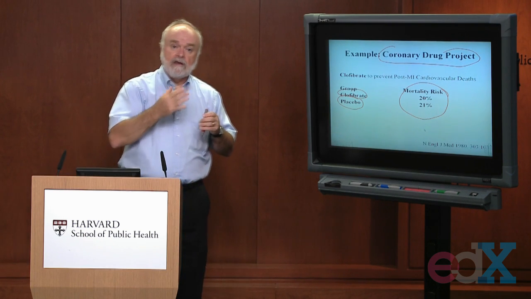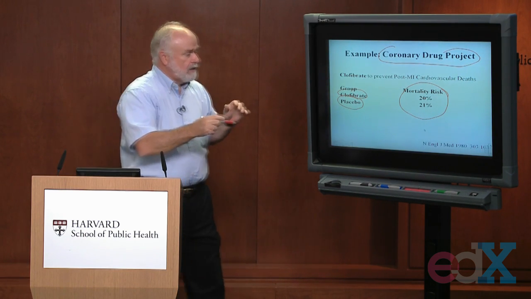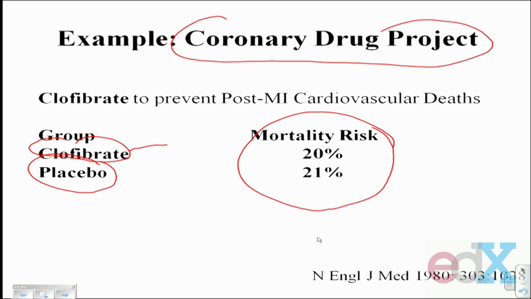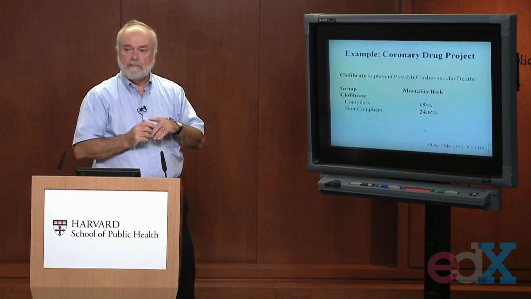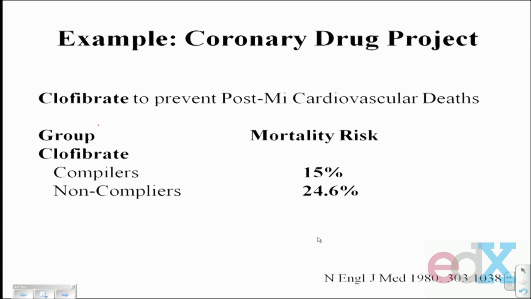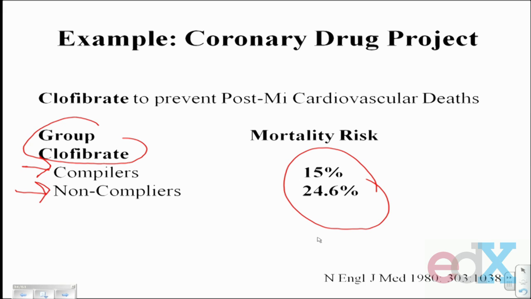But then the investigators dug deeply and they realized that not everybody who was assigned to this drug actually complied and took the drug. So they did a subset analysis. They just looked at the people who were assigned to the clofibrate group and compared those who complied and took their pills versus those who didn't comply and didn't take their pills. And they saw striking differences in their outcomes. The mortality rate among the compliers is much lower than the mortality rate among the non-compliers.